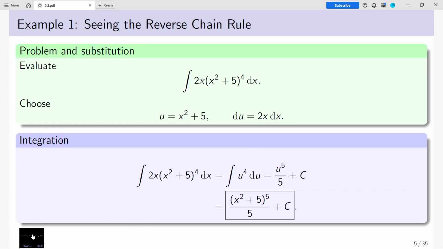The expression x squared plus 5 is the inside function, and its derivative 2x is already present. After substitution, the integral is simply u to the fourth. A simple name change and suddenly everything falls in place.